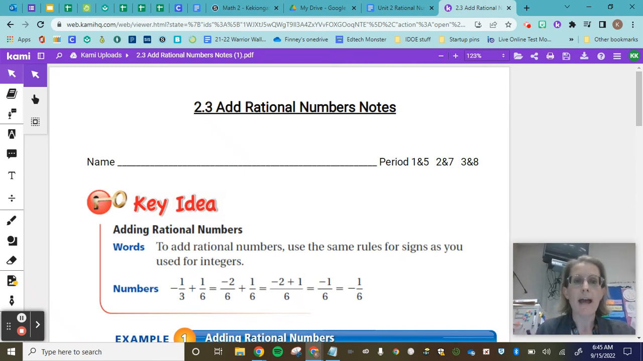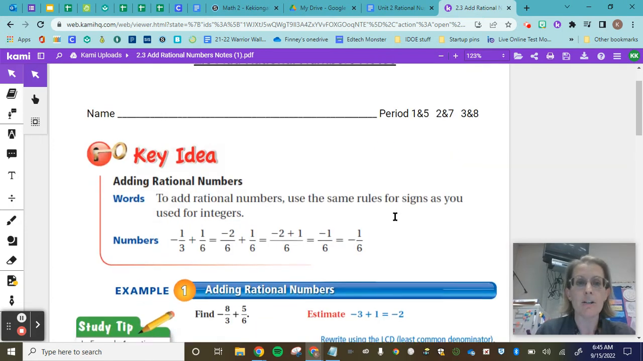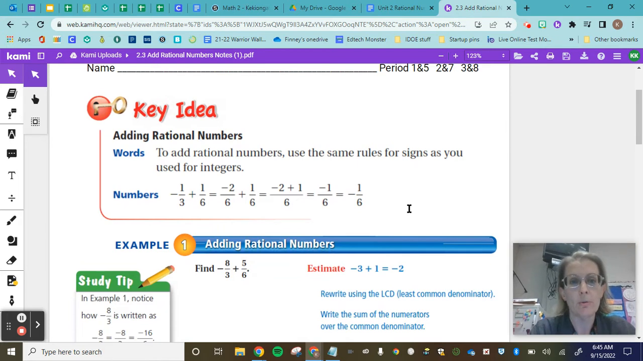Today we're going to talk about adding rational numbers, which is where we're going to be taking our skills with adding positive and negative numbers and applying them to fractions and decimals. So first we're going to work with a fraction. We still use the same rules.